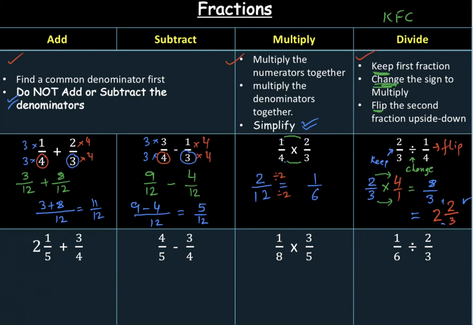Okay, now you have these 4 questions. Question 1, question 2, question 3, question 4. You can pause the video and you can have a go at these 4 questions. Here I can give you a head start. You need to turn into a top heavy fraction. So multiply them and add the numerator. So multiply 2 and 5, add 1 to it. So that becomes 11 out of 5. You can do the rest.